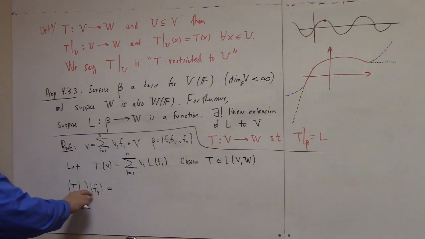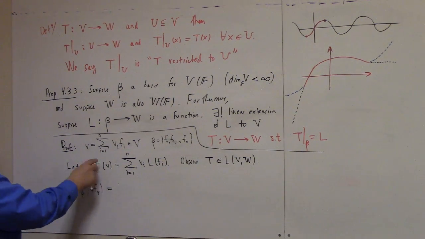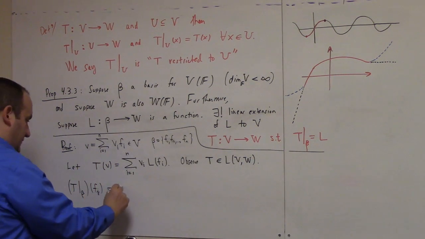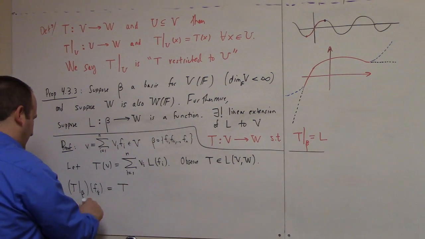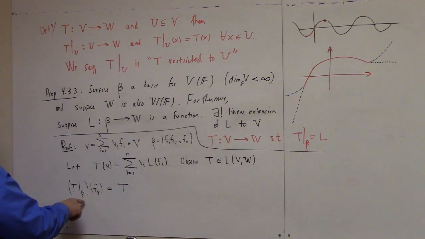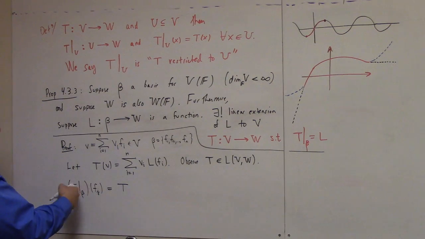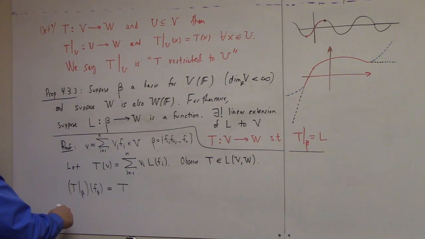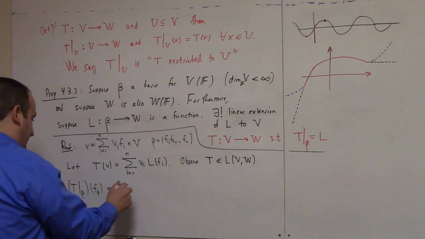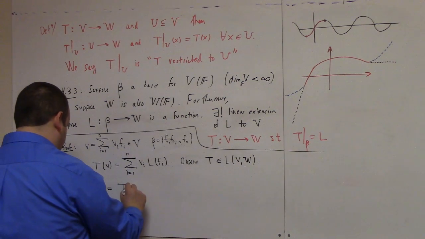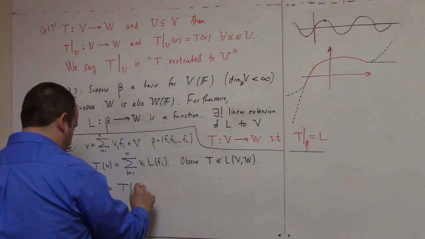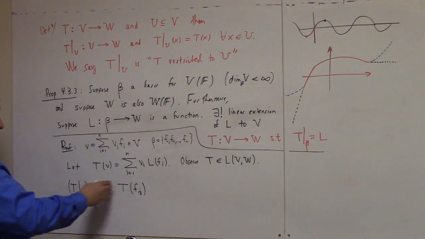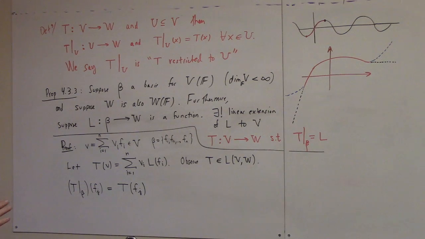I need to figure out how to write this in terms of my current definition. And I don't really need to have this restriction here. If I look at T of f_j, let me just leave it. So this is, by definition, T of f_j. That's because f_j is in beta, so this is the definition of restriction. Nothing terribly profound there.